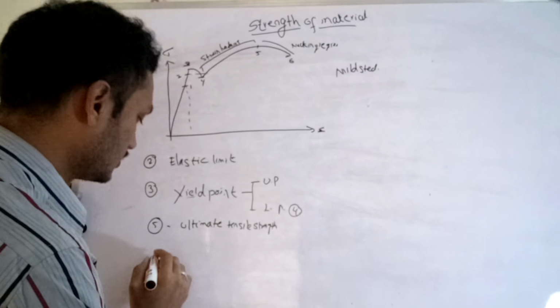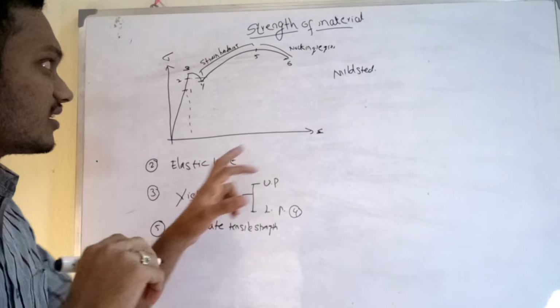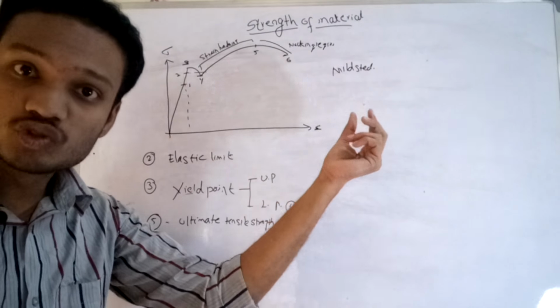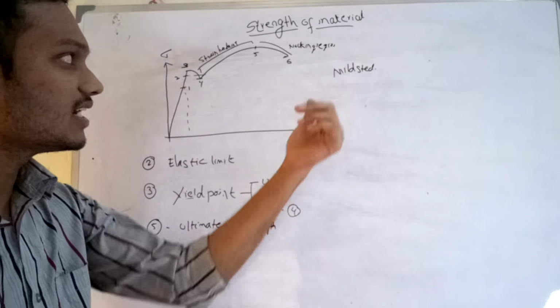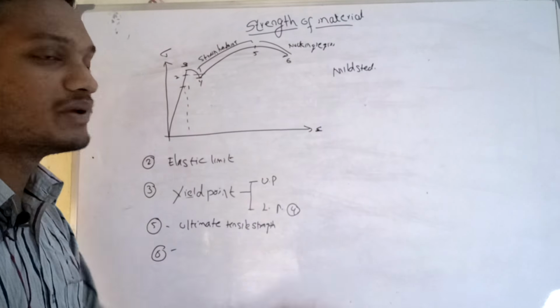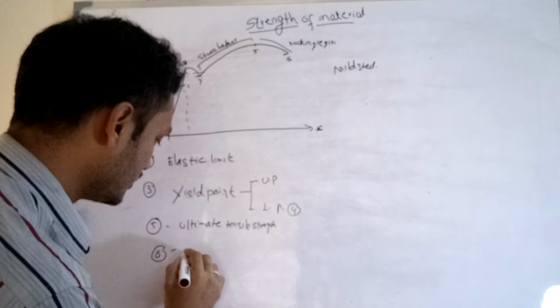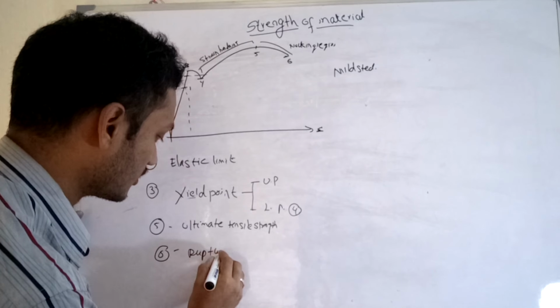Now point 6 is nothing but the rupture point. This is the failure point of the solid object you have chosen when subjected to static loading. This is the final point, at which the metal fails and breaks into two pieces. So this is the rupture point.